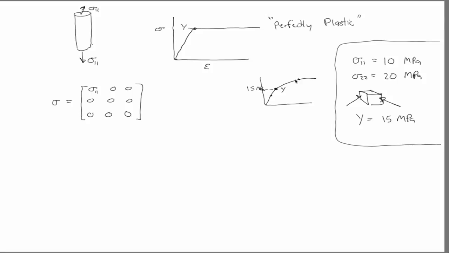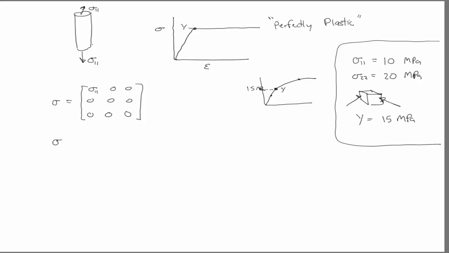Is it yielding? If it's not yielding, we have a constitutive model, generalized Hooke's law. If it is yielding, we don't have one yet, but we'll make one up, and we'll come up with something. Okay, that's just a little aside. Let's return to this uniaxial stress idealization.